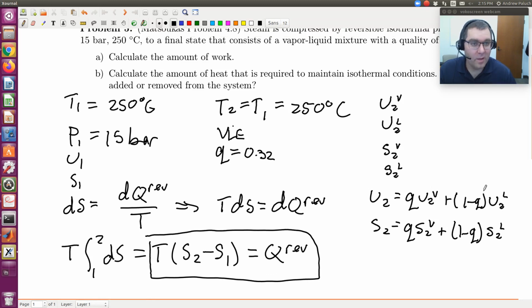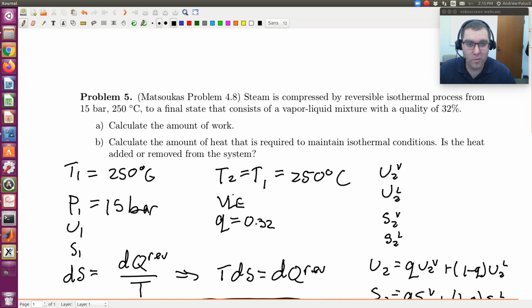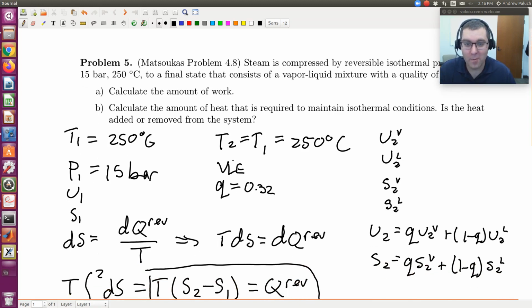All right, now let's do it. Now, how wonderful would it be if both these data points were in our steam tables, the superheated steam tables and steam tables? I'm hoping.